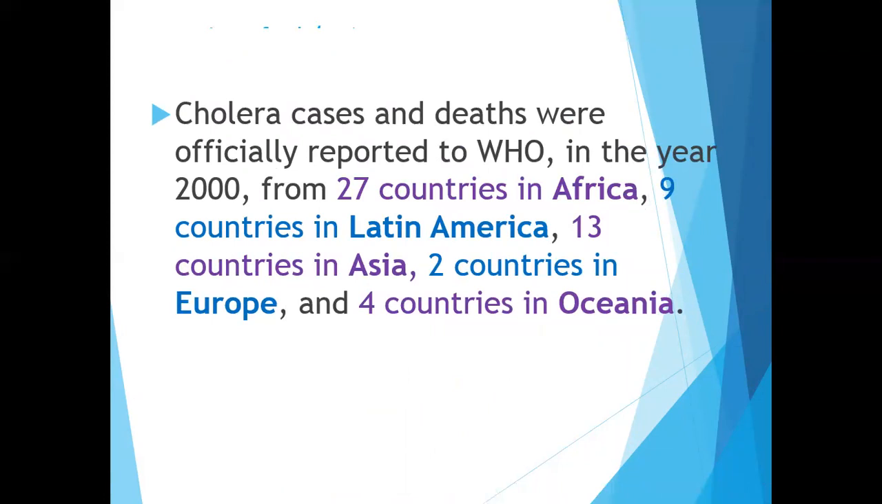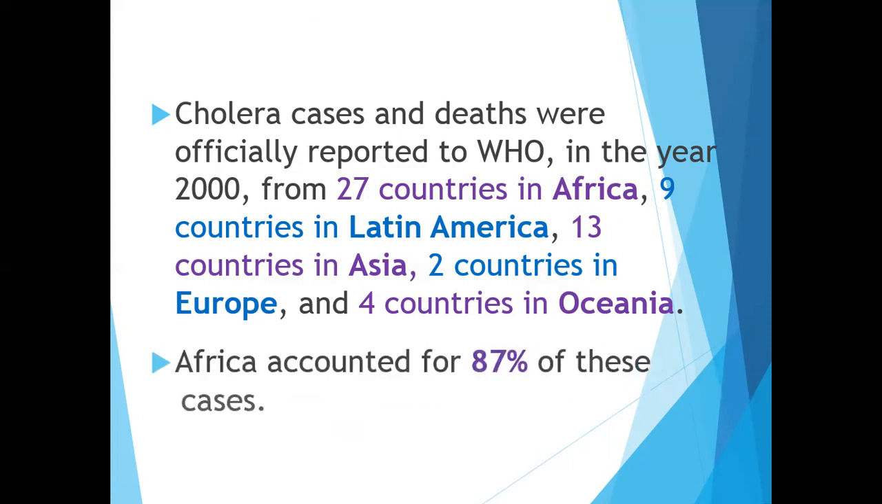Okay, so cholera cases and deaths officially reported to WHO in the year 2000, not shown in the previous diagram. It was reported from 27 countries in Africa, 9 countries in Latin America, 13 countries in Asia, 2 countries in Europe, and 4 countries in Oceania. Okay, you go and Google search where Oceania is. Among all these countries, Africa accounted for 87% of these cases.